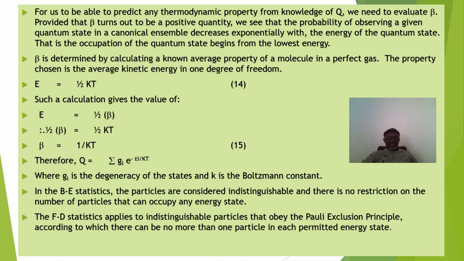And then the Fermi-Dirac statistics, that's the FD. The Fermi-Dirac statistics applies to indistinguishable particles that obey the Pauli exclusion principle, if you still remember, according to which there can be no more than one particle in each state. Pauli's exclusion principle gives a restriction to the number that can occupy any particular state.